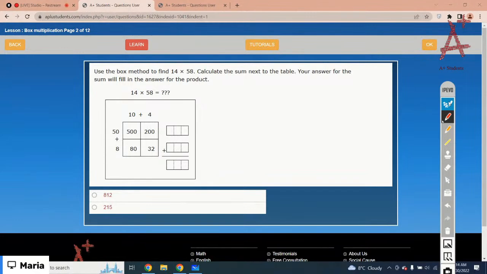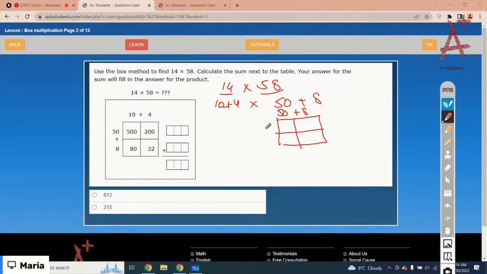Okay, the next one is 14 times 58. Let me just explain 14 and 58. You can write 14 as 1 at the tens position and 4 at the ones. Same is the case for this one: 5 is at the tens position and 8 is at the ones. So you have to draw a box. Write one of the numbers here, like 50 plus 8, and write 10 plus 4 here. It doesn't matter which number you write as vertical or horizontal. Got it?